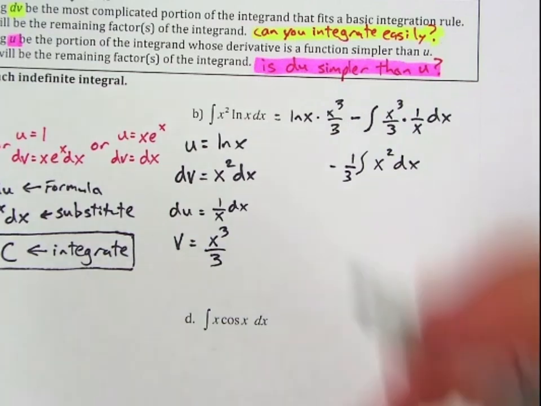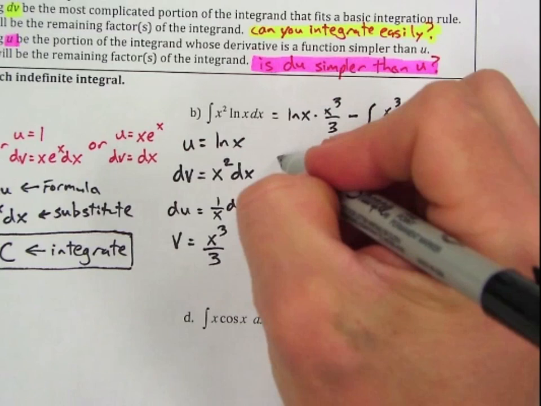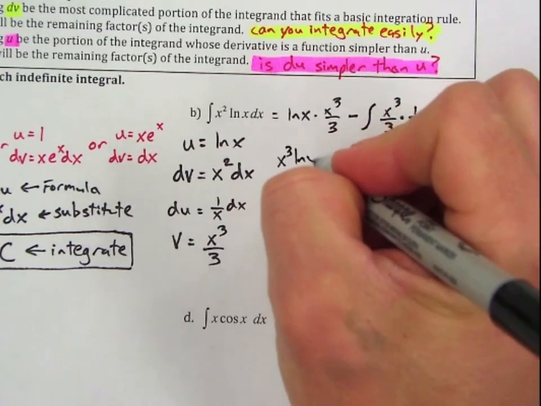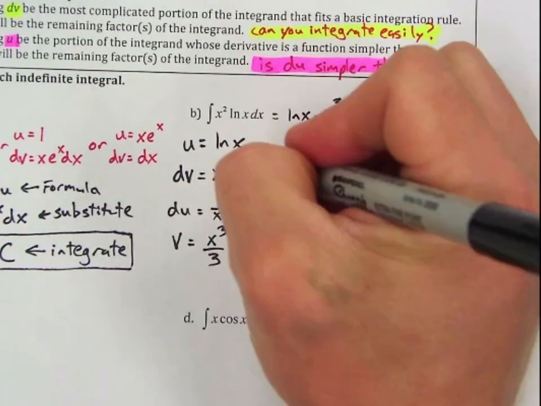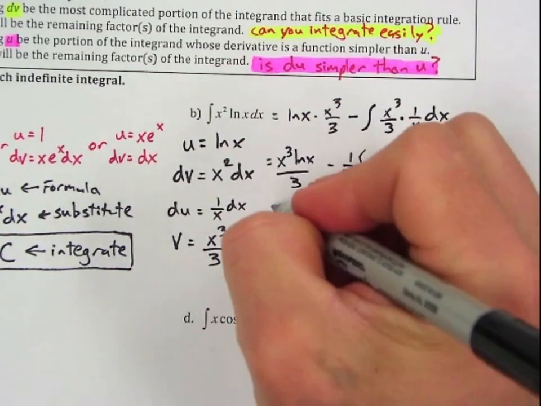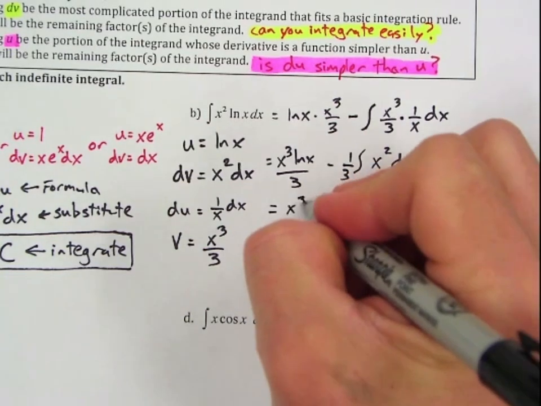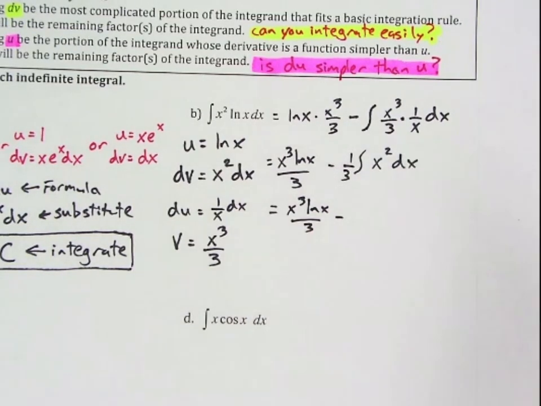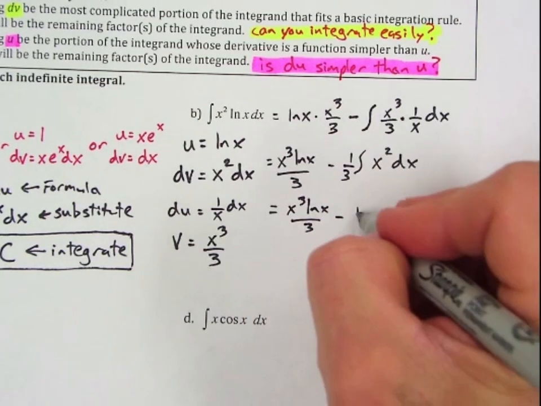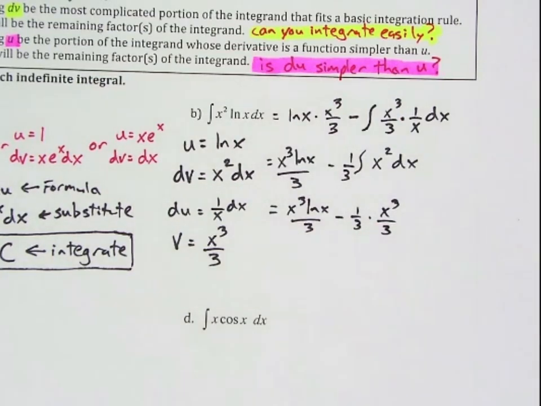And then we can clean this up a little bit. Usually we'll put the x cubed first. You don't have to pull the 1/3 out, but I'm going to. All right, so if we integrate x squared, we get x cubed over 3. And then we'll simplify here.